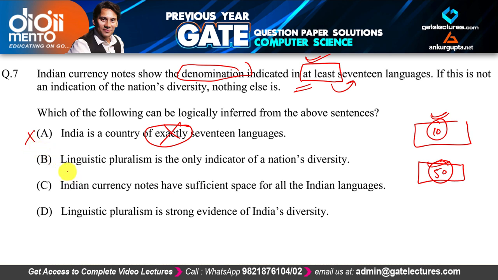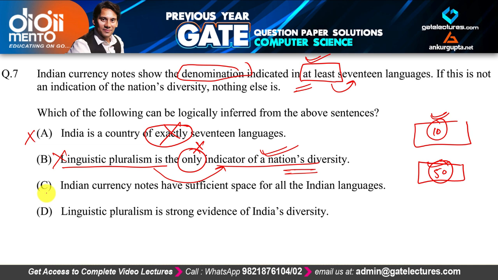Now option B says that linguistic pluralism is the only indicator of a nation's diversity. That is also wrong because that sentence is nowhere written here, and the word only is not correct. Instead of only, if they had written linguistic pluralism is an indicator of a nation's diversity, then it would be correct. But because they have used only, that is not correct.